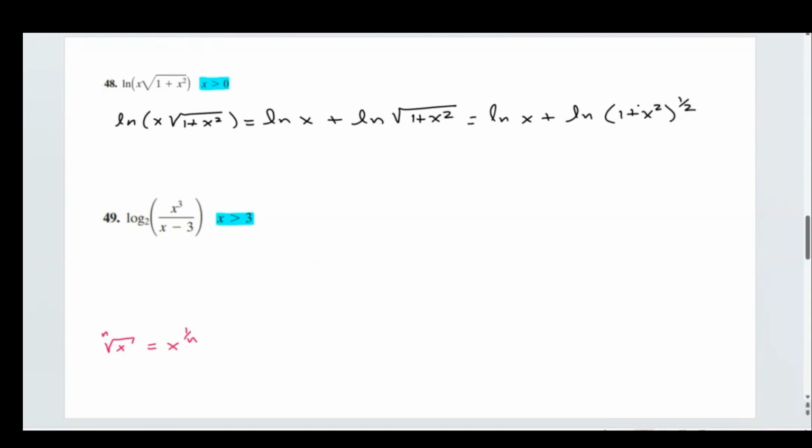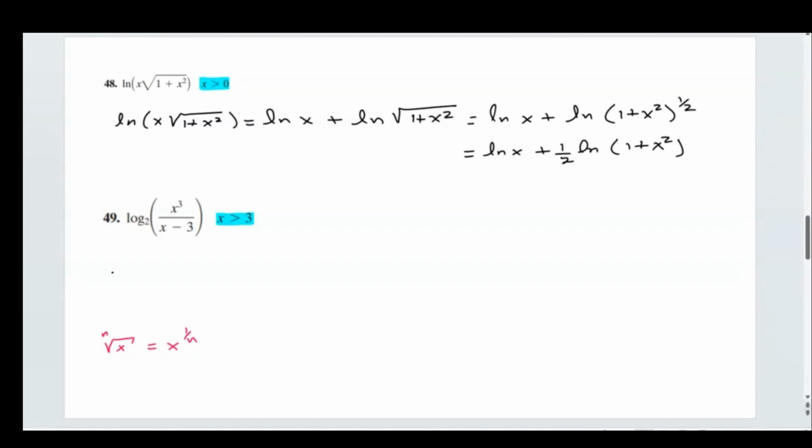Now, when I have my radical as a rational exponent, I can bring this exponent down as a factor. And I can say this is ln of x plus 1 over 2 ln of 1 plus x squared. And we can just leave it like that. So don't try to apply any property to this expression 1 plus x squared because the logarithm of a polynomial just stays like that.